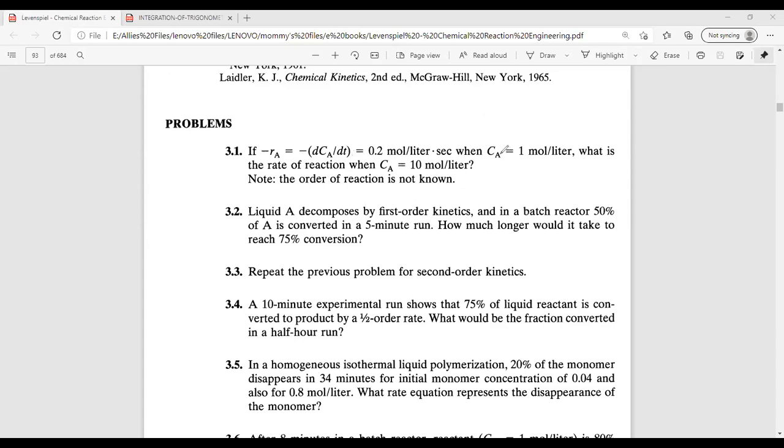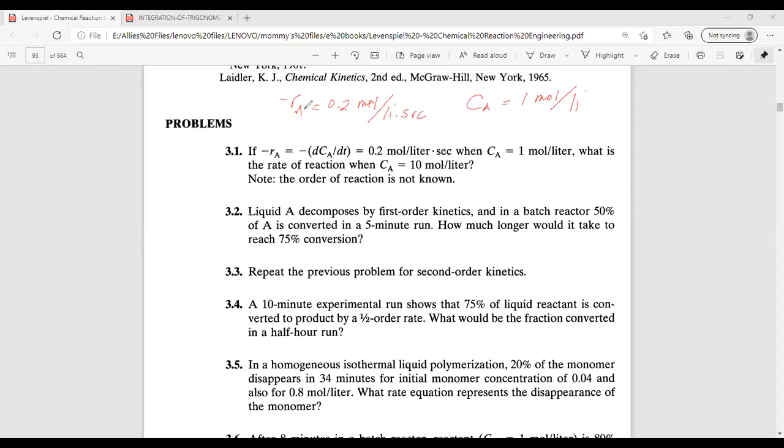You have the rate, this one, and the corresponding Ca. So there's a pair of data that you have: the rate, which is 0.2 mole per liter second, and the corresponding concentration, 1 mole per liter. Then you have this question already. What is the rate of the reaction?